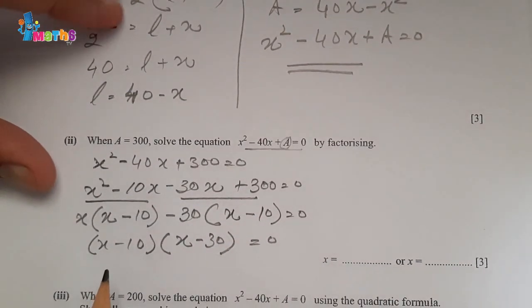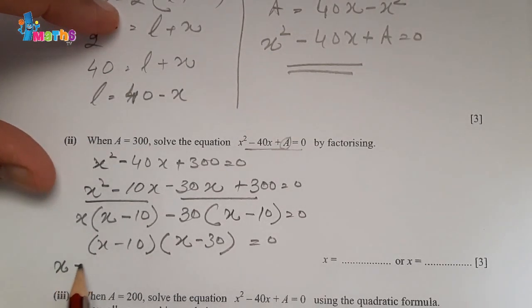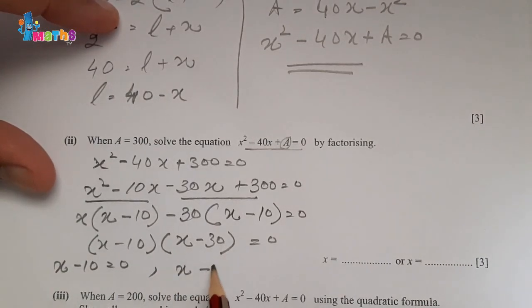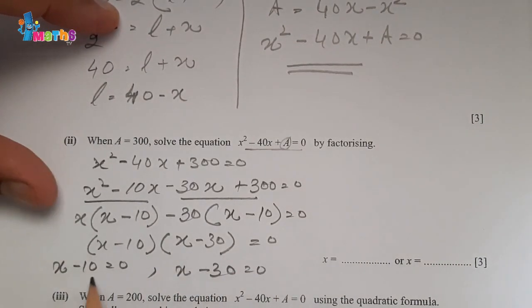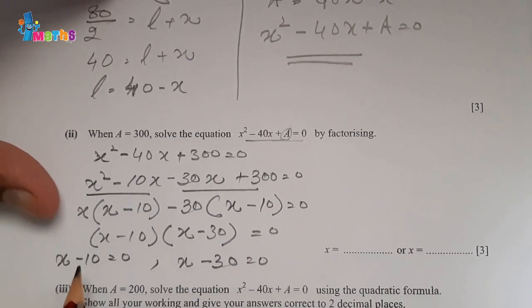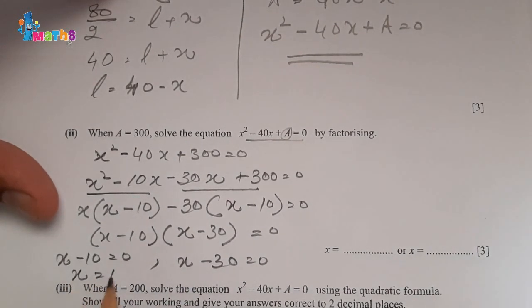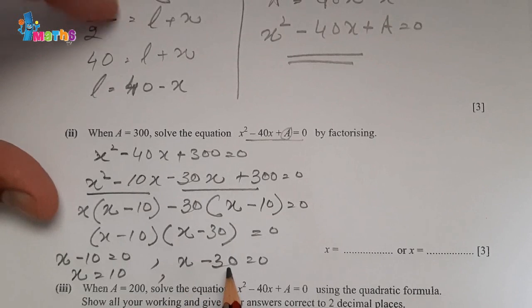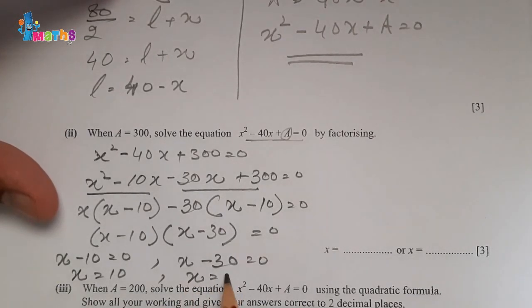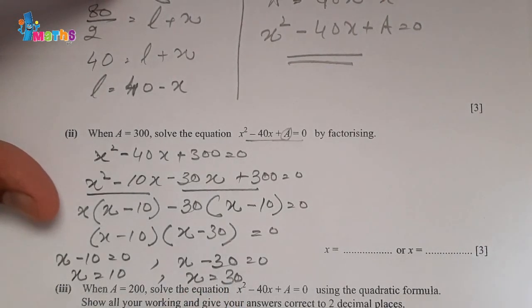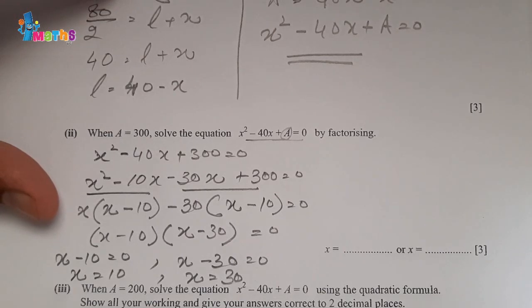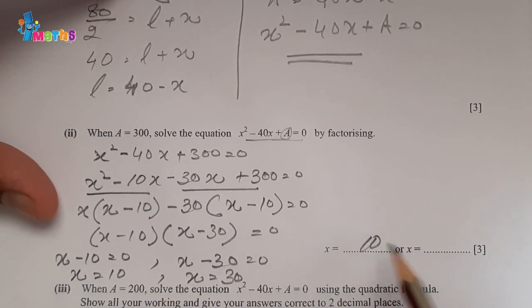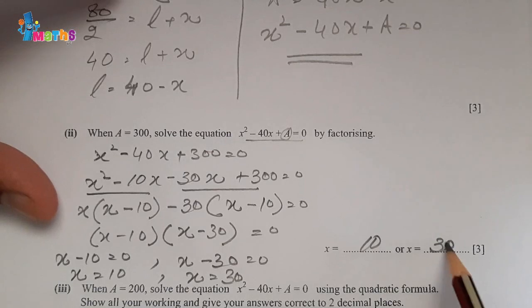So there will be two options. One option will be x minus 10 is equal to 0, and the other option will be x minus 30 is equal to 0. If x minus 10 is equal to 0, this implies x is equal to 10, and if x minus 30 is equal to 0, this implies x is equal to 30. So our answer will be x is equal to 30 and 10. This will be 10, this will be 30.